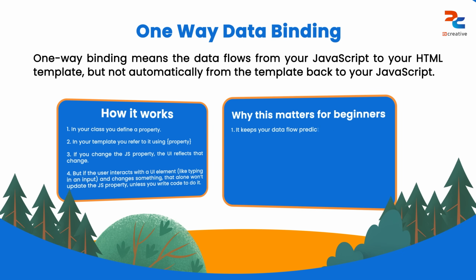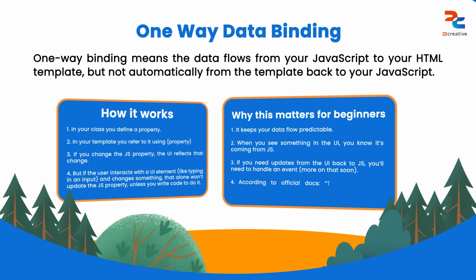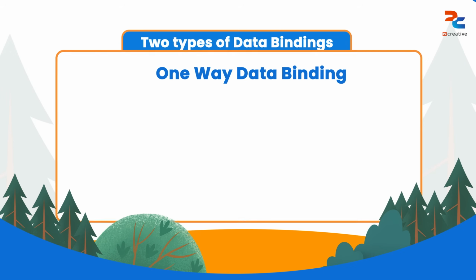So why does this matter for beginners? It matters because it keeps your data flow predictable. When you see something in the UI, you know it's coming from the JavaScript. If you need updates from the UI back to the JavaScript, you will need to handle an event, and according to the official docs, the data binding between components for property value is one way.